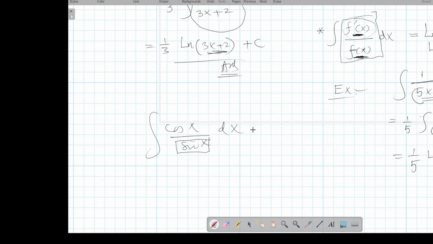Cosine x again. It is available in the numerator, right? Like this. So you just take the log of the denominator. That's it. You can write it like this. Okay, that makes sense. Manipulate it.